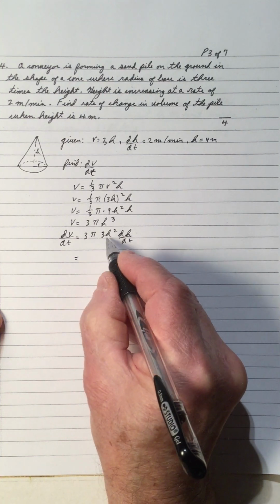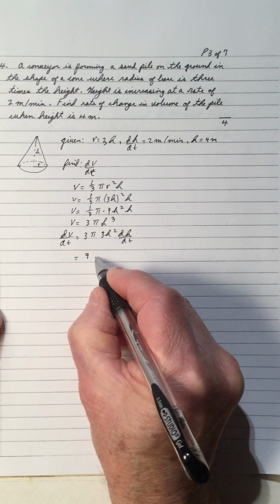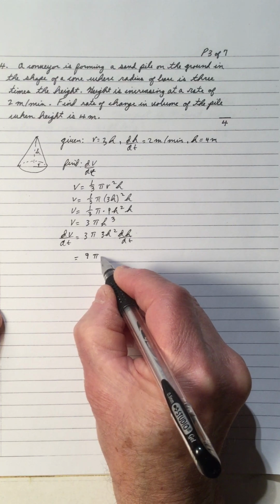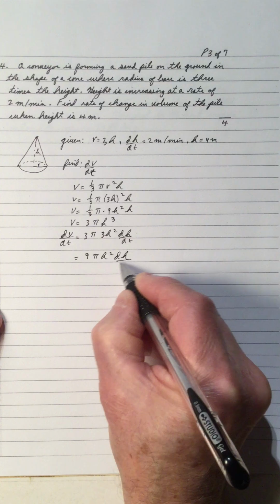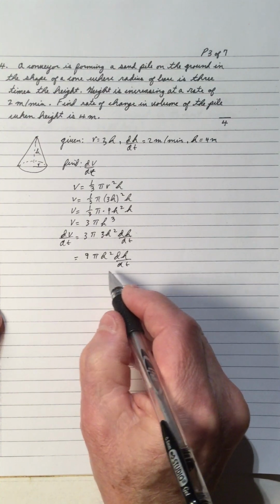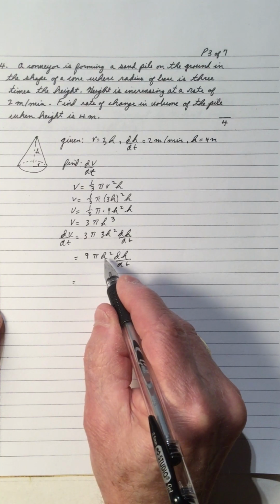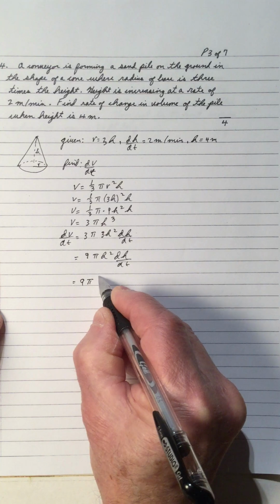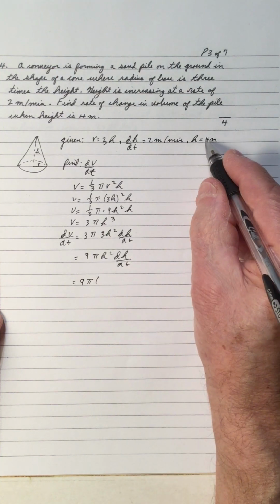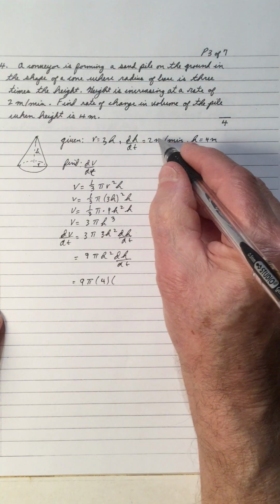So that becomes 9 pi h squared dh/dt. Simplify that, and now we want to substitute in for h and dh/dt. So we got 9 pi, h is 4, and dh/dt is 2.